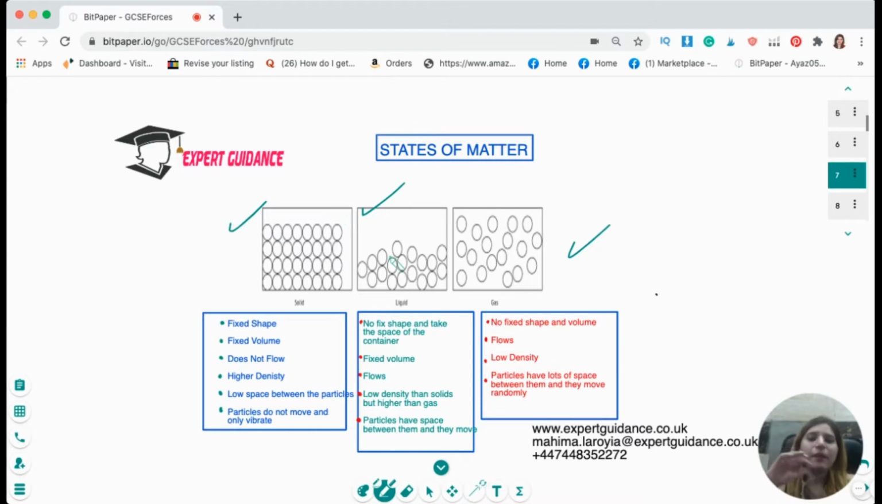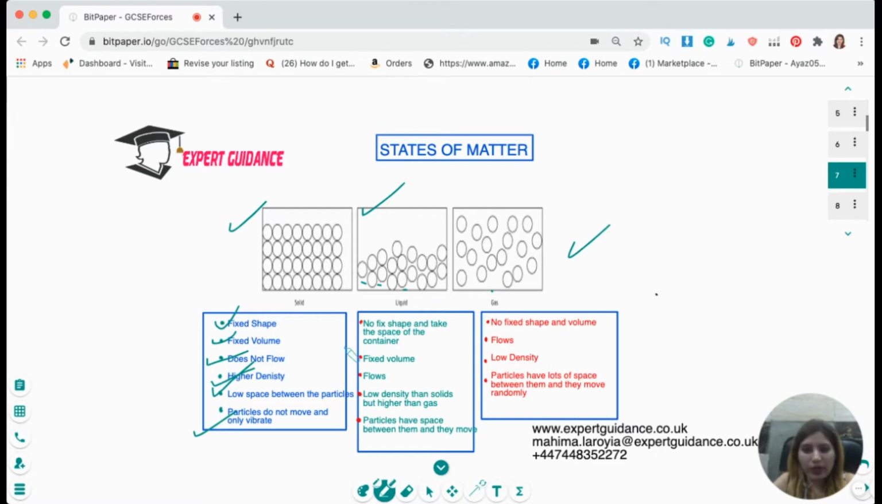In the liquid, the particles are at a little distance. So you can see the space between the particles is a little greater than in the solid, but not as much as that of the gas. And in gases, the particles are far away from each other. So on the basis of this particle model, solids, liquids, and gases have different properties. You have to remember these properties. So for solid, they have fixed shape, they have fixed volume, they do not flow, they have a high density, there's a low space between the particles, and particles cannot move, they can only vibrate.